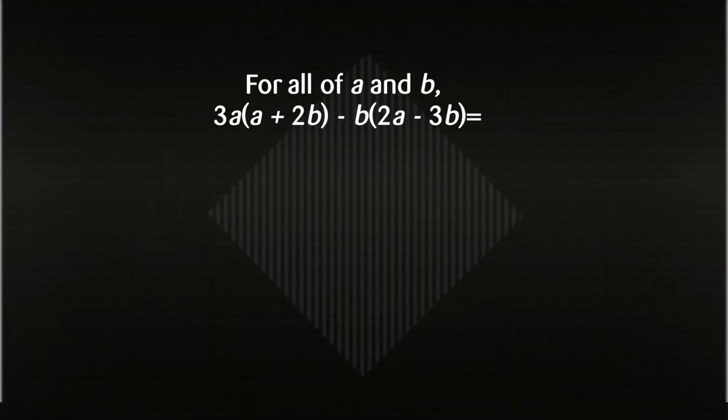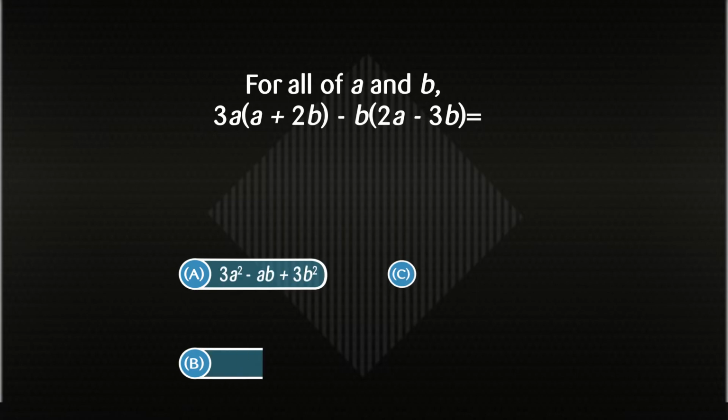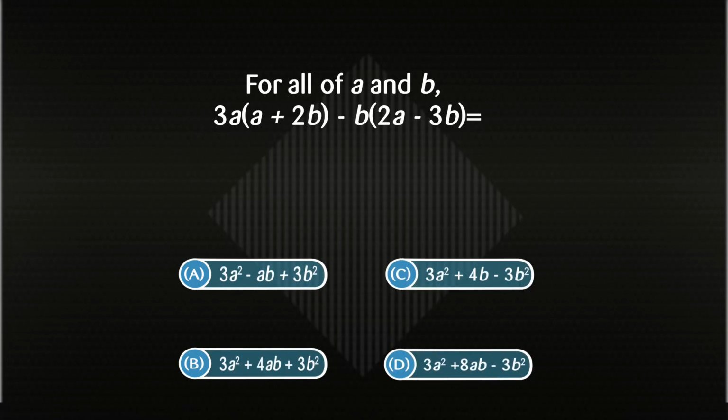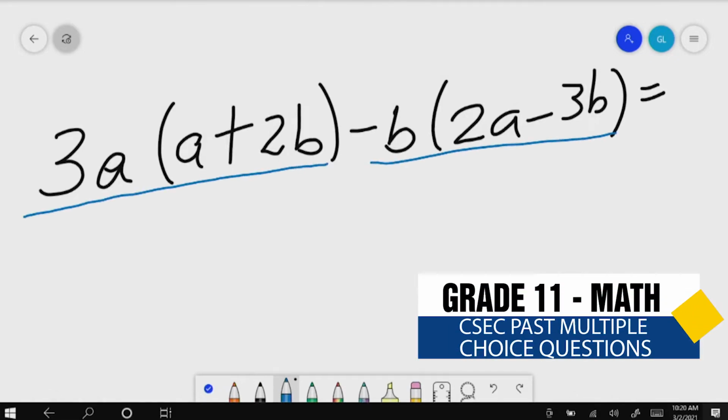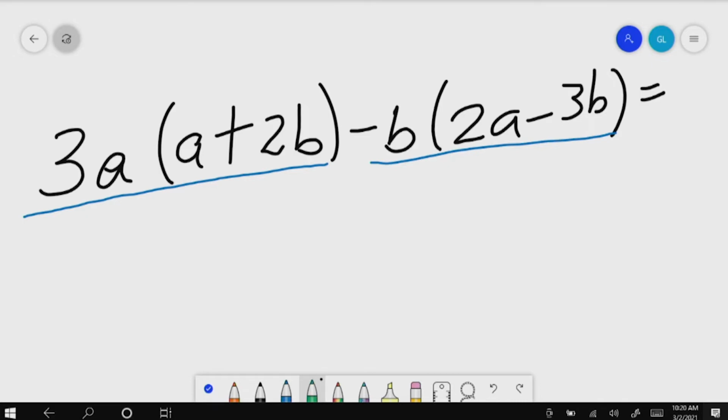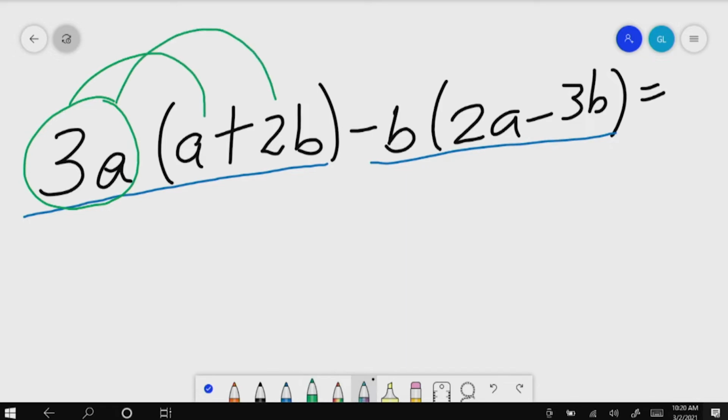For all A and B, and here they give us algebraic terms, and they're asking us, when we simplify these algebraic terms here, what this would have equaled to. Now, for all A's and B's, we'll have to apply the rule of removal of brackets. And how do we remove brackets? Whatever is the coefficient of the bracket, we multiply each term inside of the bracket by.